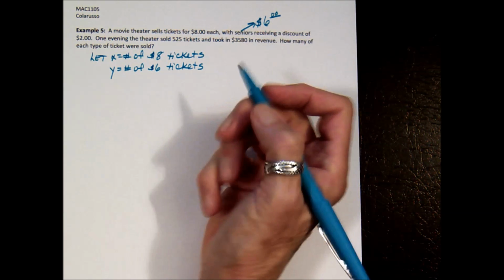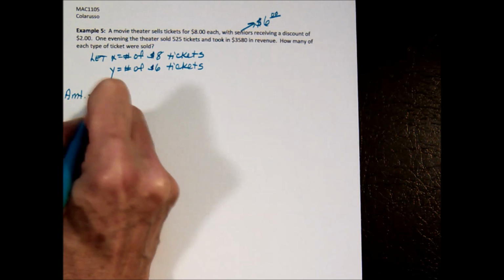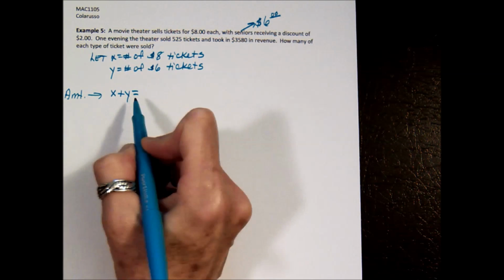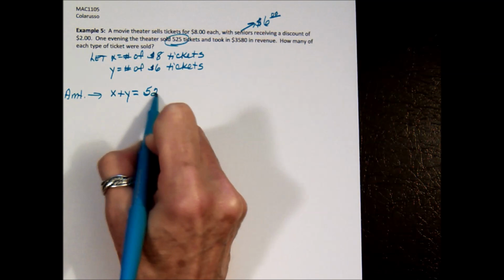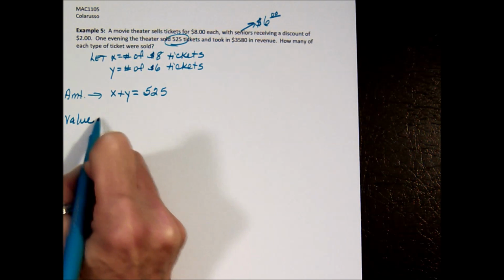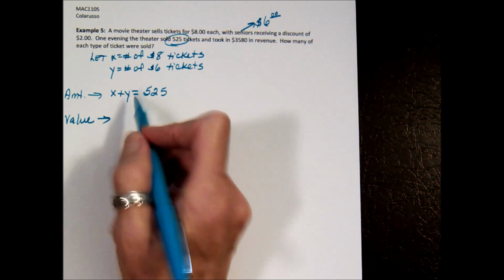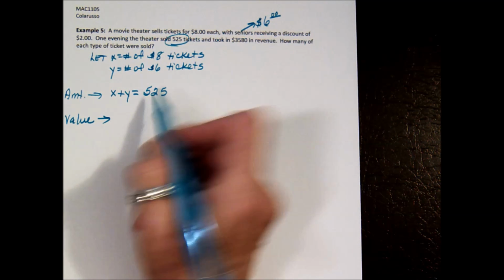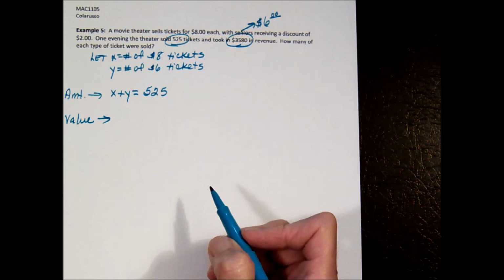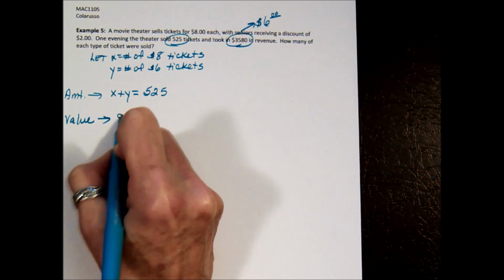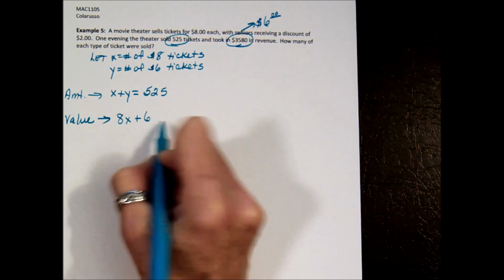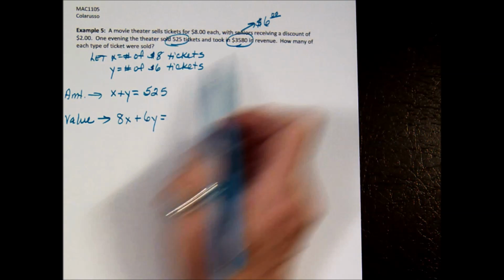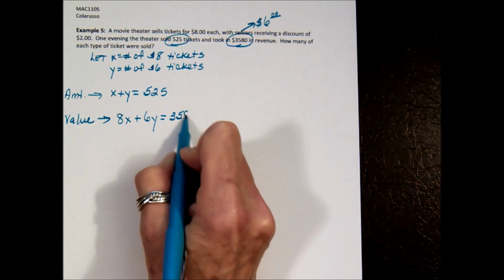Without drawing a picture, I need an amount equation. My amount equation will be tickets, amount, X plus Y equals how many were sold? 525. I need a value equation, and this is where this one is a little different than the last ones. It's still going to be X plus Y, but on this side of the value equation, the work was already done for you. We already know how much they took in. So it's 8 is the label for X plus 6 is the label for Y equals, I don't have to say 525 times some amount. It's already been figured. I just write that amount. So that part is a little different.